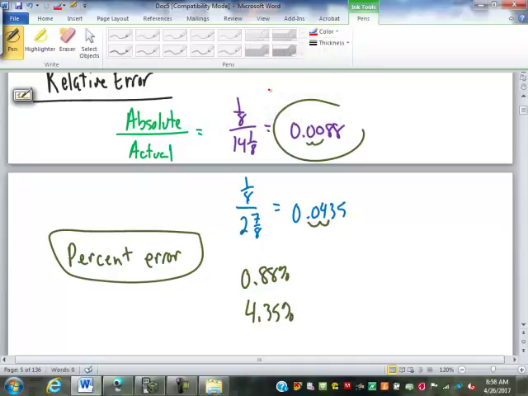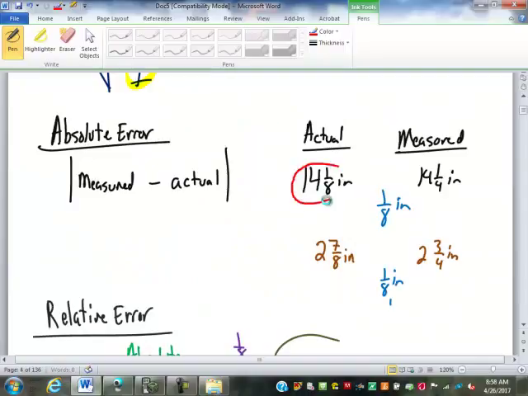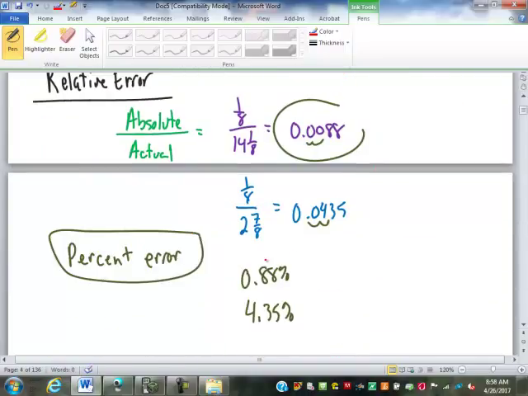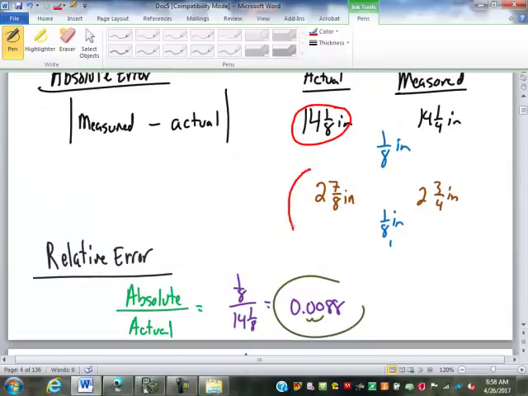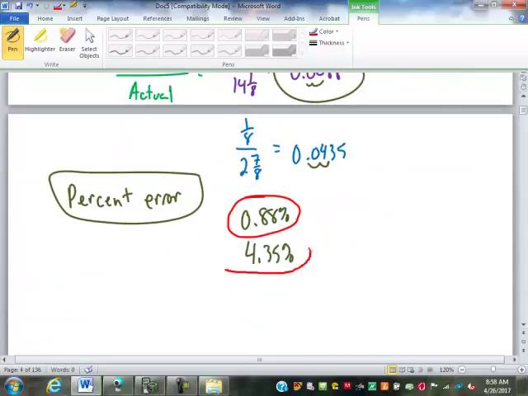This is a great example of how absolute error really isn't enough to evaluate an error. Is it okay to be off by 1/8 of an inch? Well, if we have 14 1/8 inches, being off by 1/8 inch is less than 1%. That might be okay. It's kind of on the edge. A lot of times our allowances are like 1/4%. But if it was only 2 7/8 inches, like this one here, being off by 1/8 of an inch is over 4%. That's definitely not acceptable.